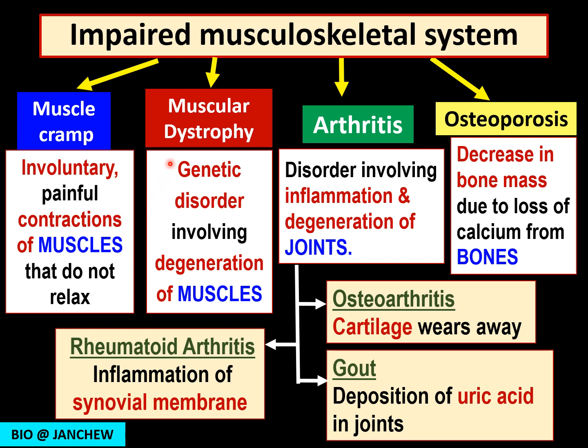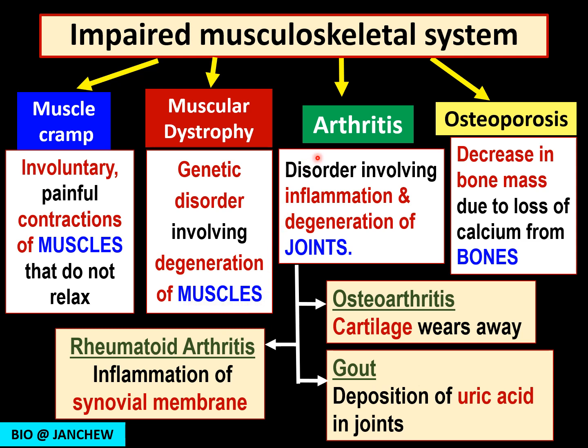The second condition is muscular dystrophy. Now this is a disease. Muscle cramp is not a disease, whereas muscular dystrophy is a disease or disorder. It is a genetic disorder caused by an abnormal gene that involves the degeneration, meaning the wasting away of muscles. The muscles will become smaller and smaller, and they will not be able to carry out the function of contracting and moving the body parts.